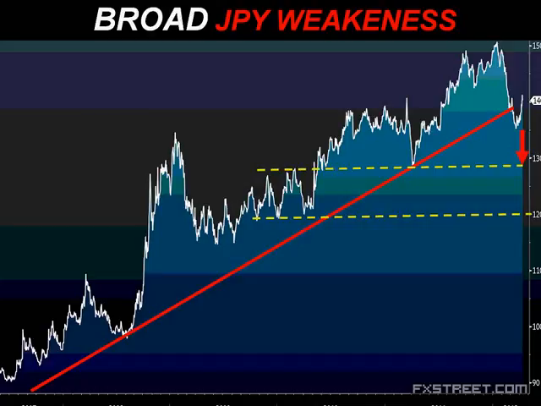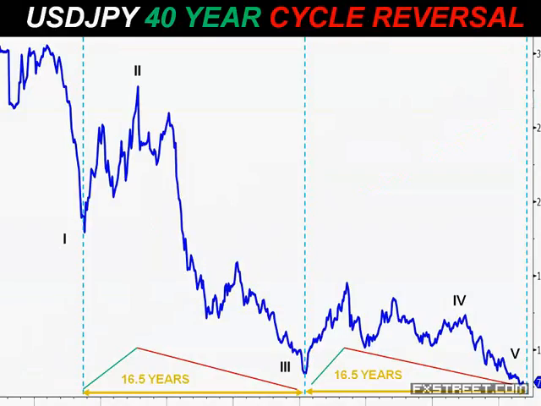So keep in mind, this is what it means. This is what a cycle reversal means. It actually does change the way that we see and trade a particular market.